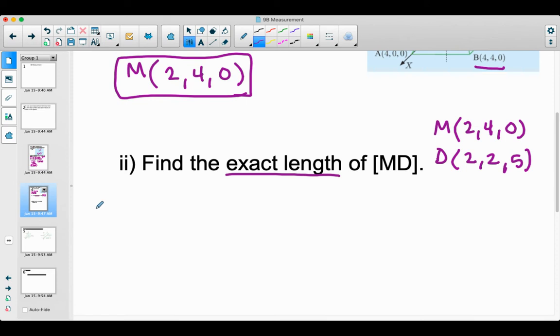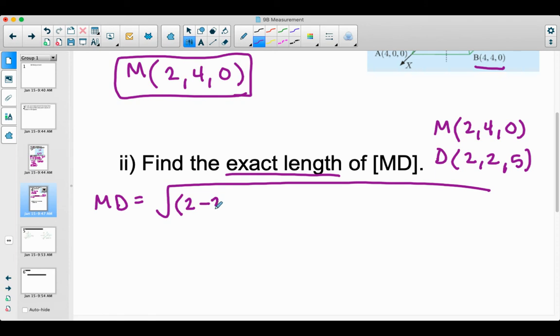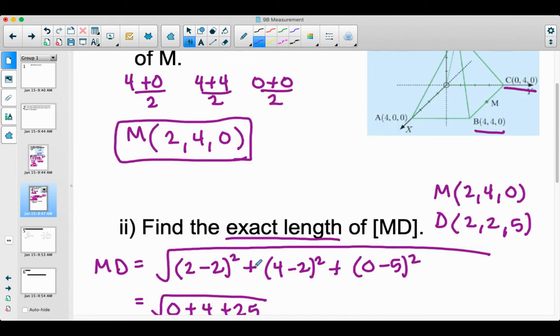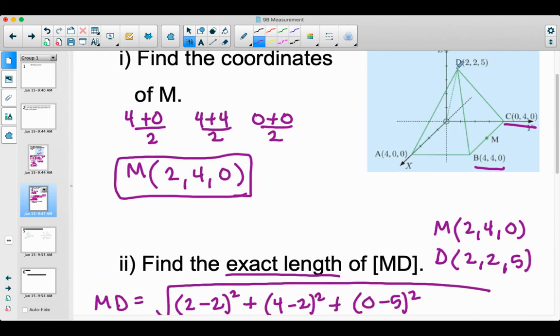So our distance of MD is going to be the square root of (2 minus 2) squared plus (4 minus 2) squared plus (0 minus 5) squared. And when we do that, we get 0 plus 4 plus 25. So that means MD exact would be the square root of 29 units. So M to D is the square root of 29 units. So this is like on the outside of this pyramid, that edge of that triangle there, from there to there. That's what we just found, and it is the square root of 29.